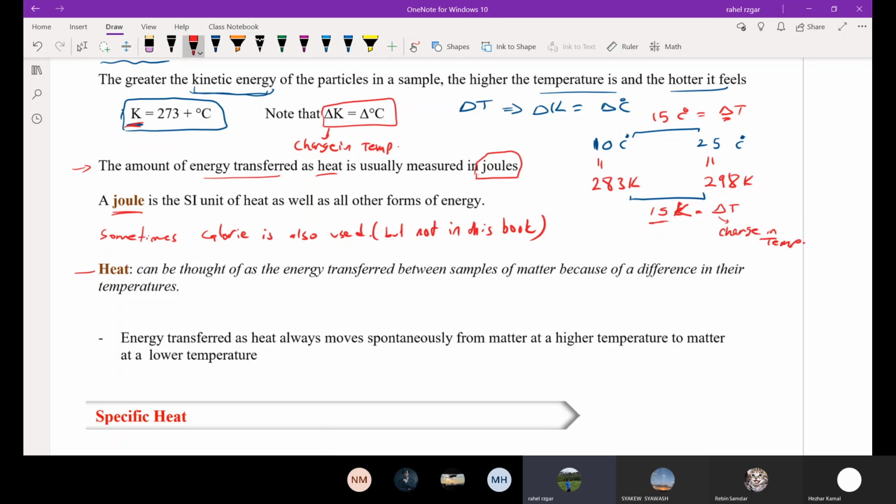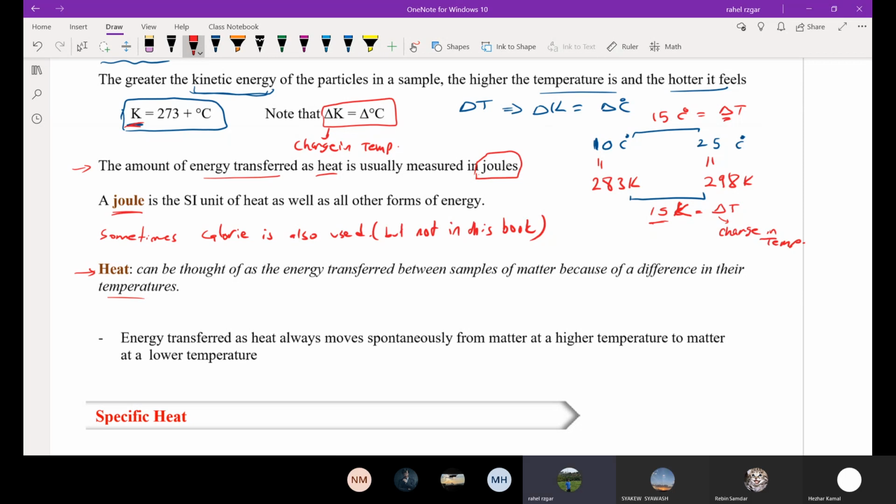Then what is heat? Heat can be thought of as the energy transferred between samples of matter because of a difference in their temperature. Someone asked, when you say kilojoule, is it still joule? Kilojoule is still joule, but when it becomes very large, instead of saying 1,000 joules, we just say 1 kilojoule. That's it. Okay.